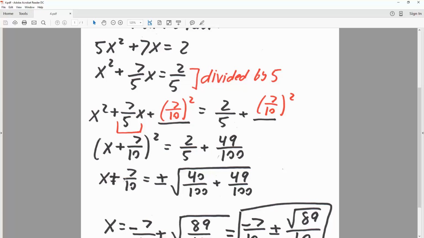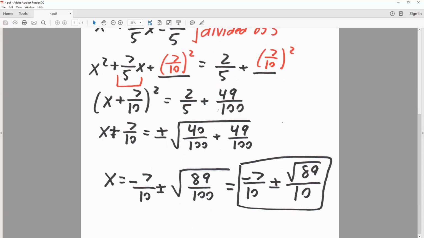The next thing we're going to do is take the square root of this. So we will say plus or minus the square root of 2/5, which is instead 40 over 100, plus 49 over 100. And the next thing, we'll simply move our plus 7/10 over by saying x is equal to negative 7/10 plus or minus the square root. 40 plus 49 is 89 divided by 100.